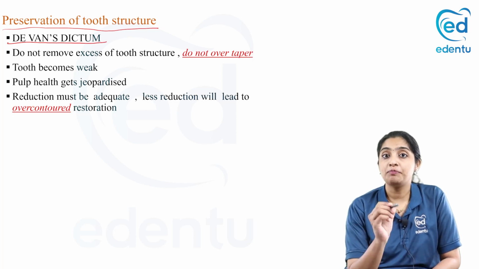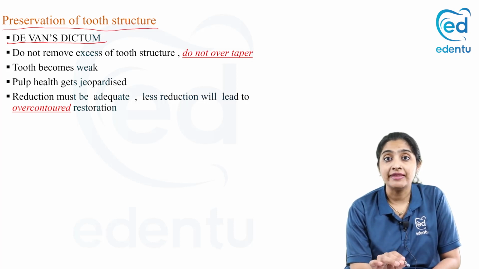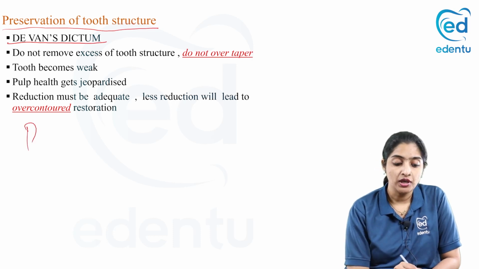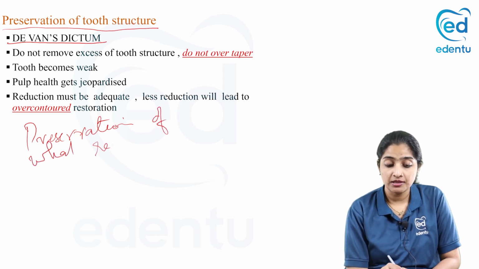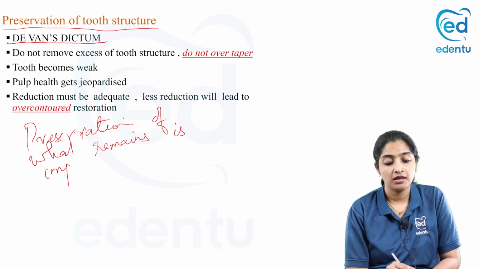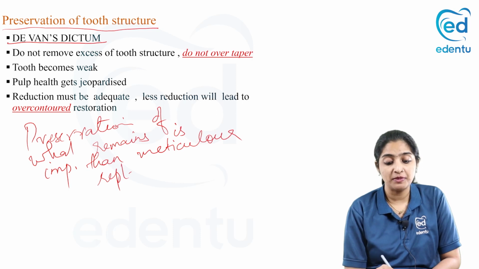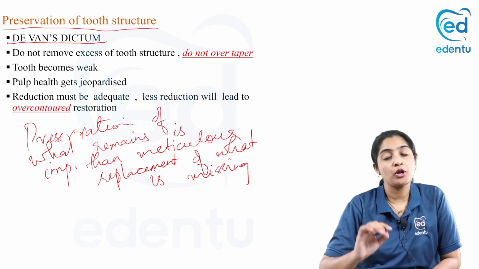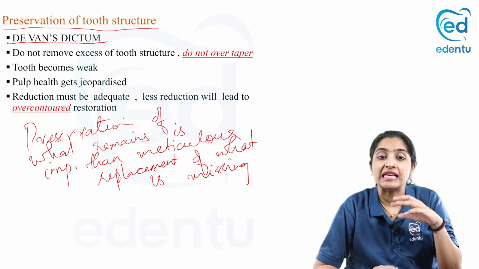Now what does Devan state? Devan stated, the preservation of what is remaining is more important than the meticulous replacement of what is missing. So, the preservation of what remains is more important than the meticulous replacement of what is missing.